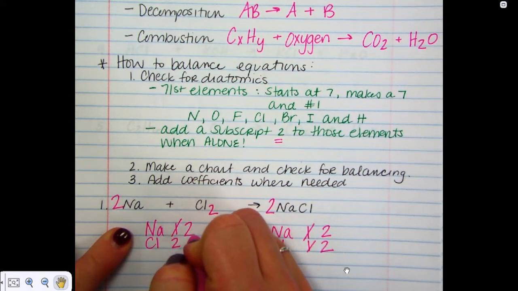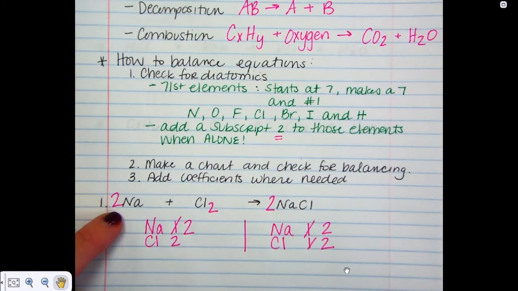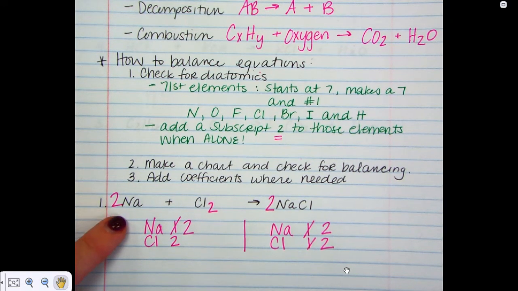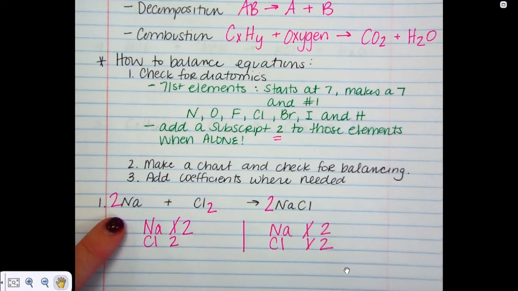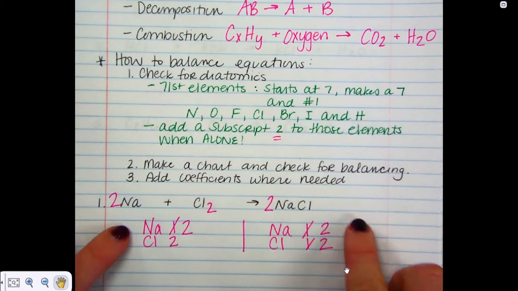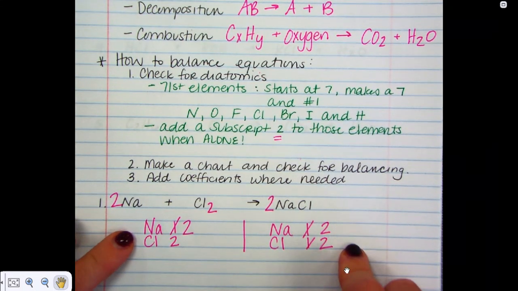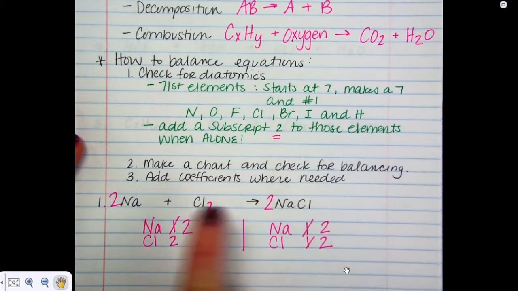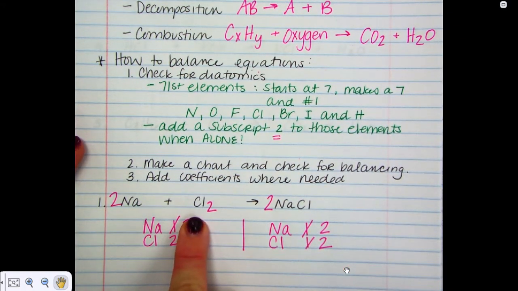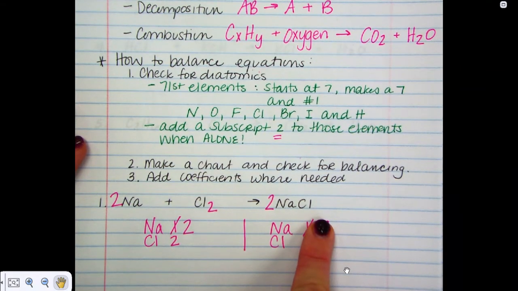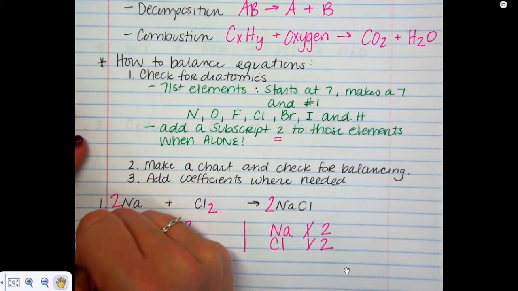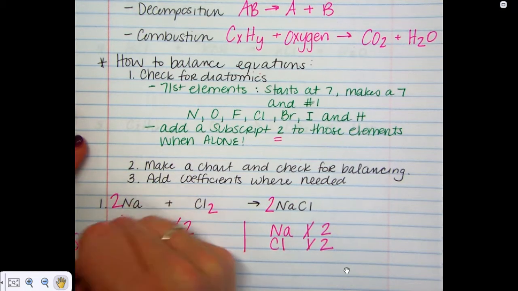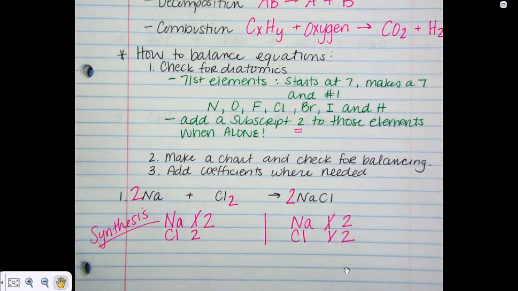Now I'm going to put a 2 coefficient on the sodium, not a subscript. The only time I add subscripts is for the diatomics. Everything else I'm going to add is going to have to be a coefficient. So now I'm balanced. I have the same number of each atom on both sides. And then I'm going to look at this and identify what type of reaction this is. So I have 2 things coming together to make one thing. That is a synthesis reaction. Okay, synthesis reaction. All right, let's do another example.